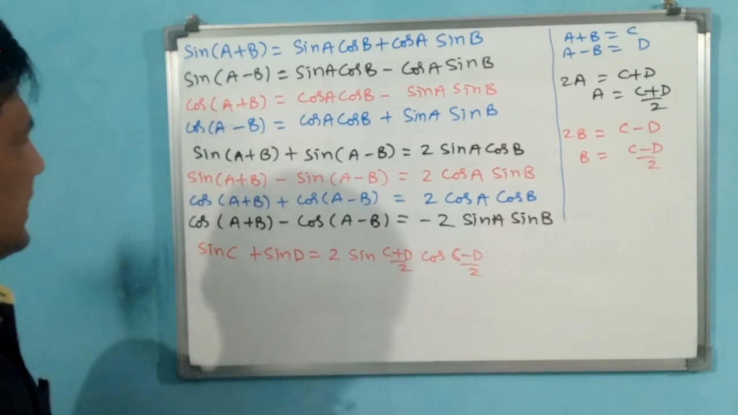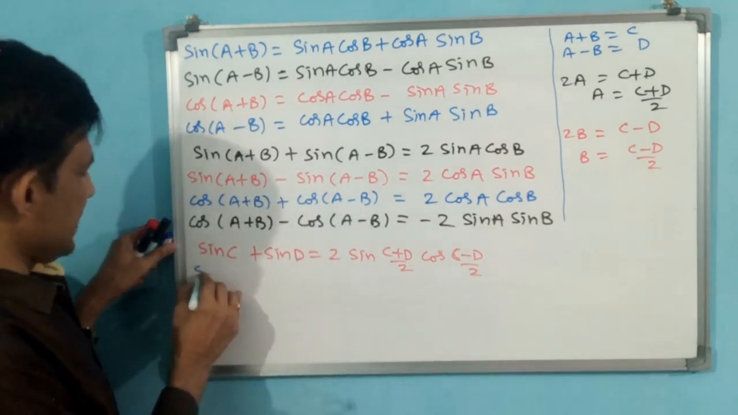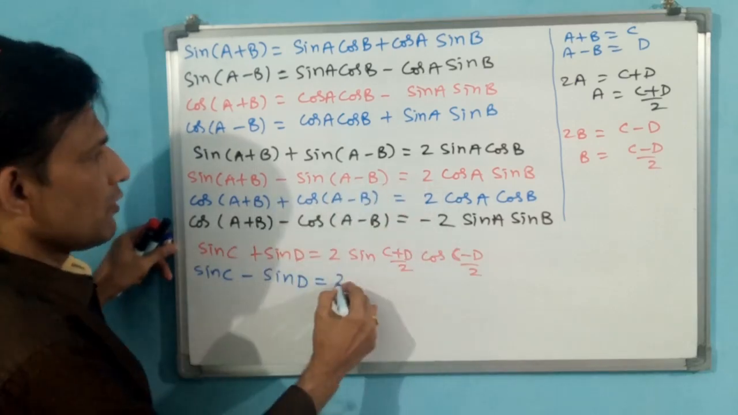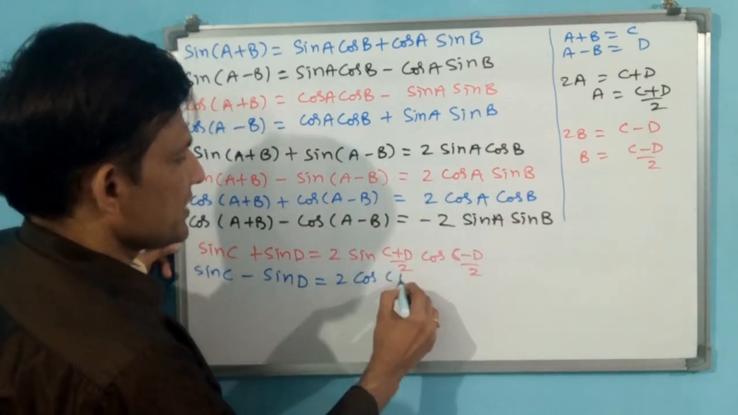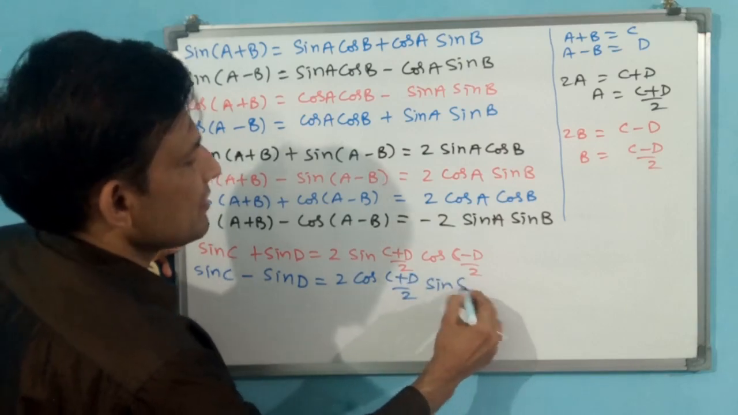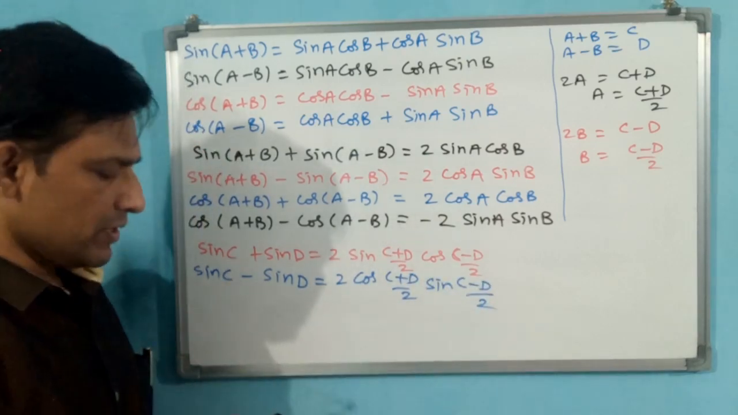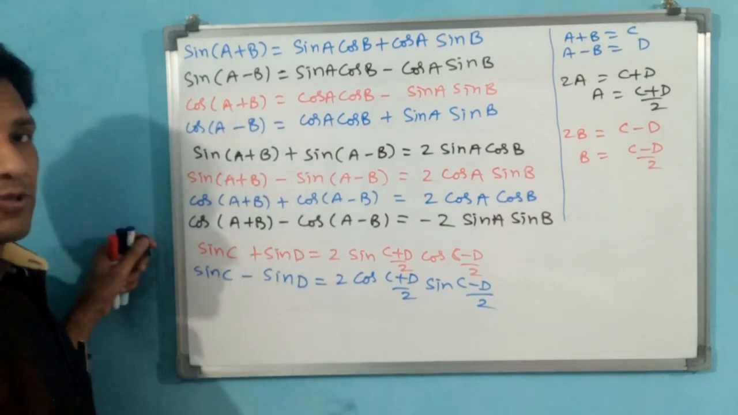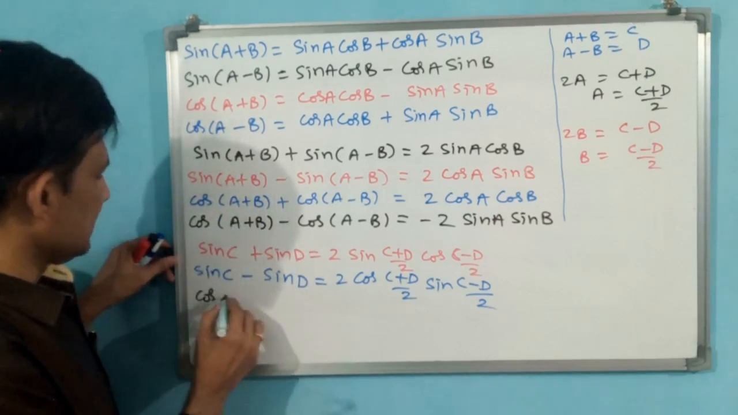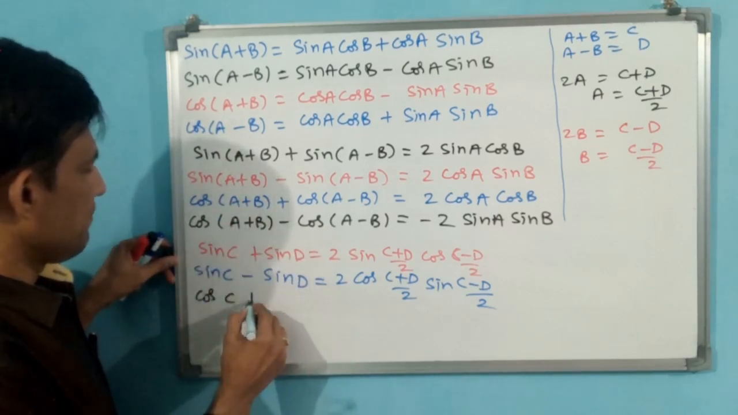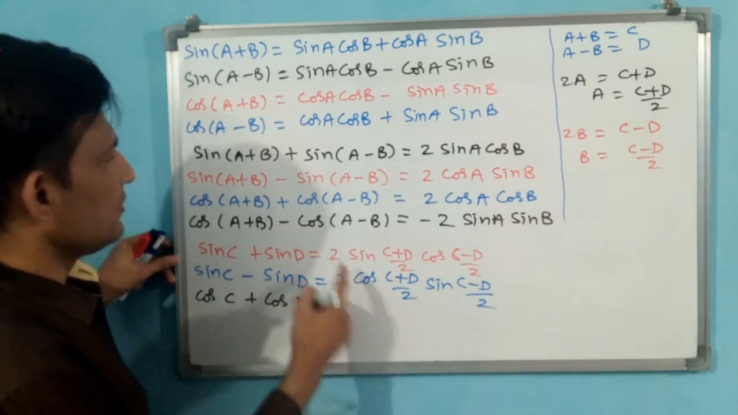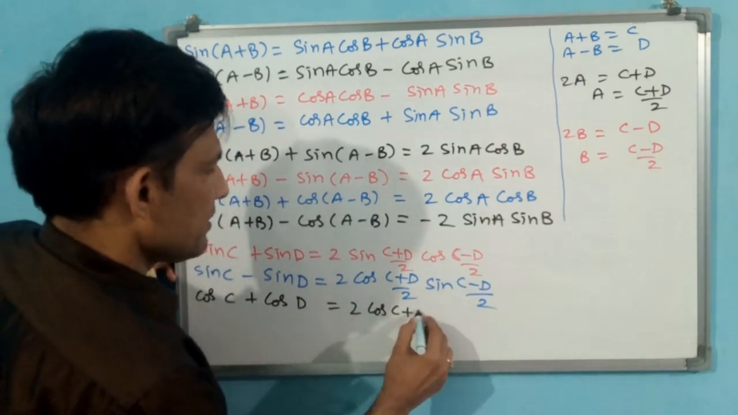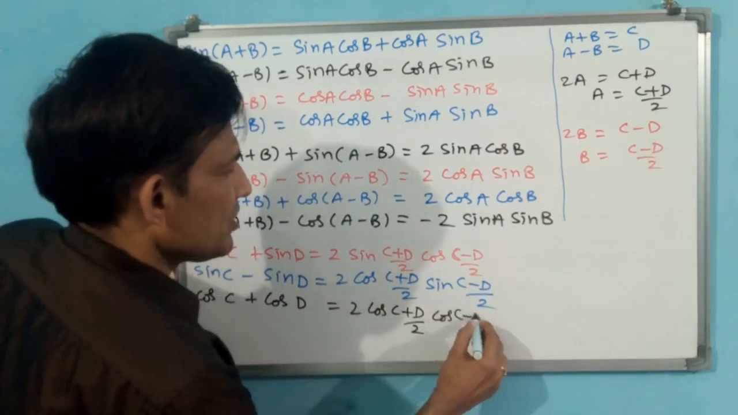Write down the second one also. Here minus will come. Sin c minus sin d is equal to 2 cos (c plus d) by 2 sin (c minus d) by 2. Is it okay? This is the case of sin. Then go for cos also. Cos c plus cos d is equal to 2 cos (c plus d) by 2 cos (c minus d) by 2.